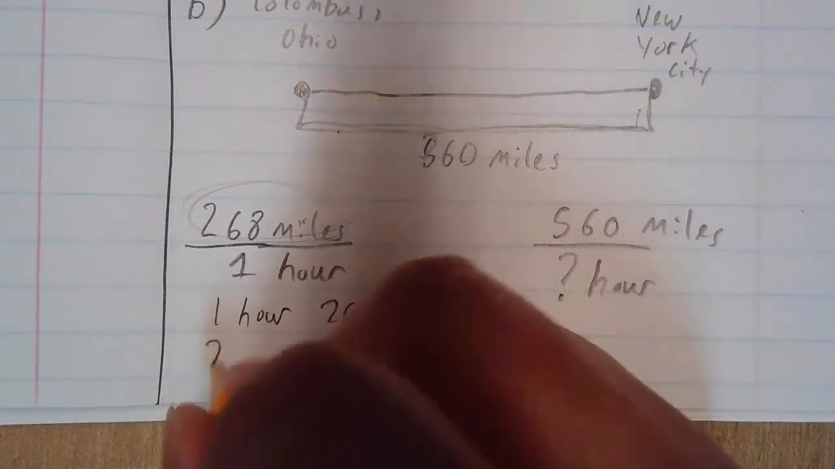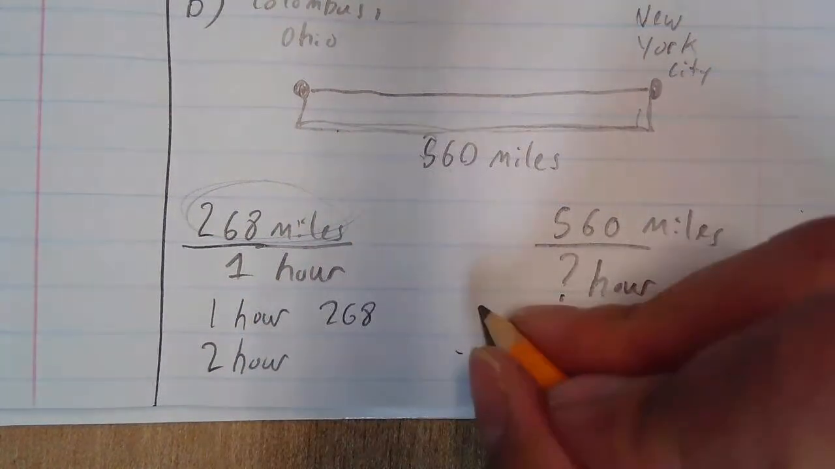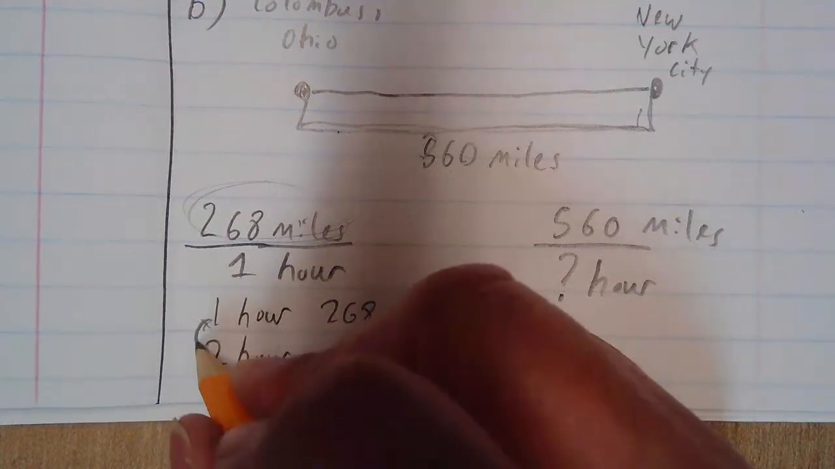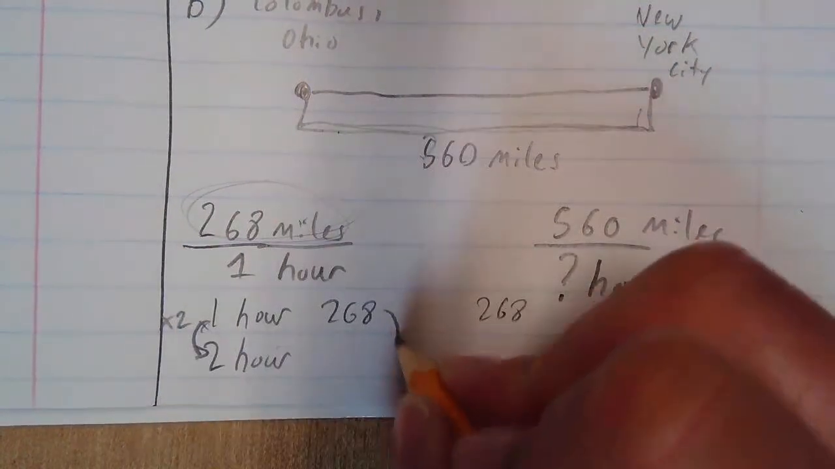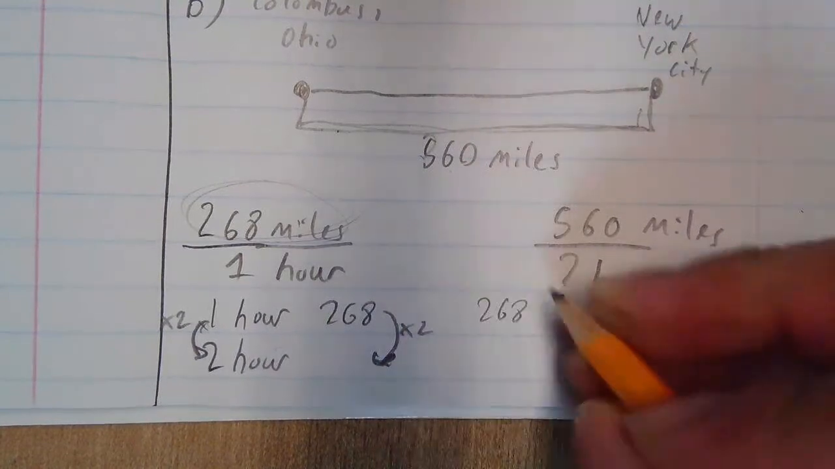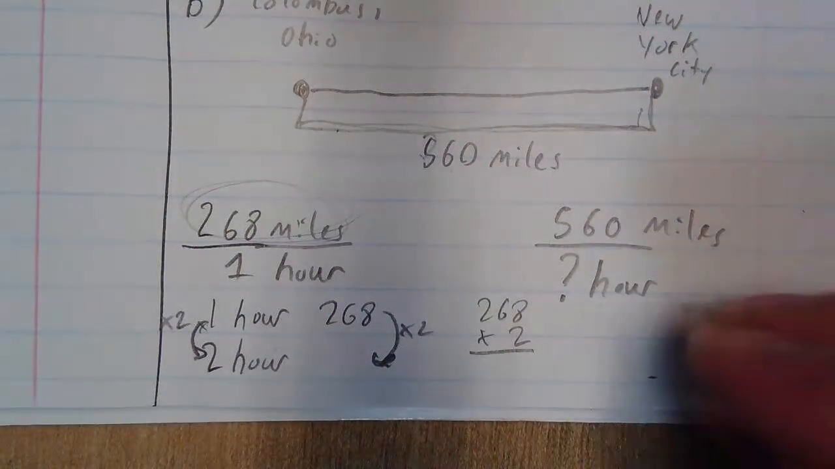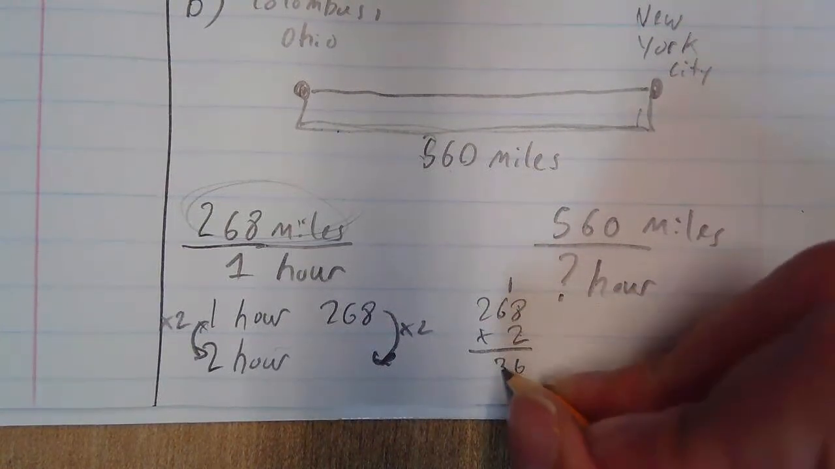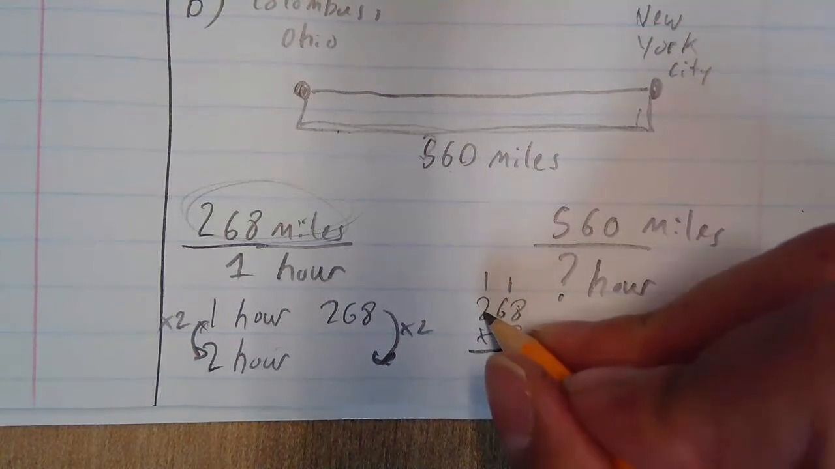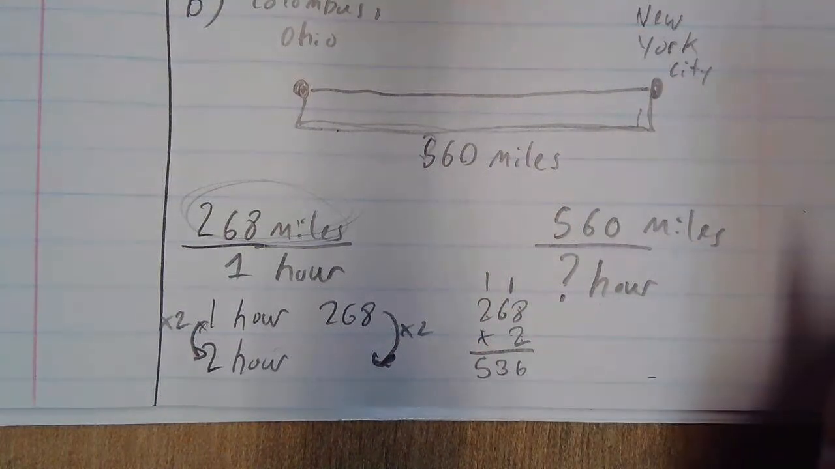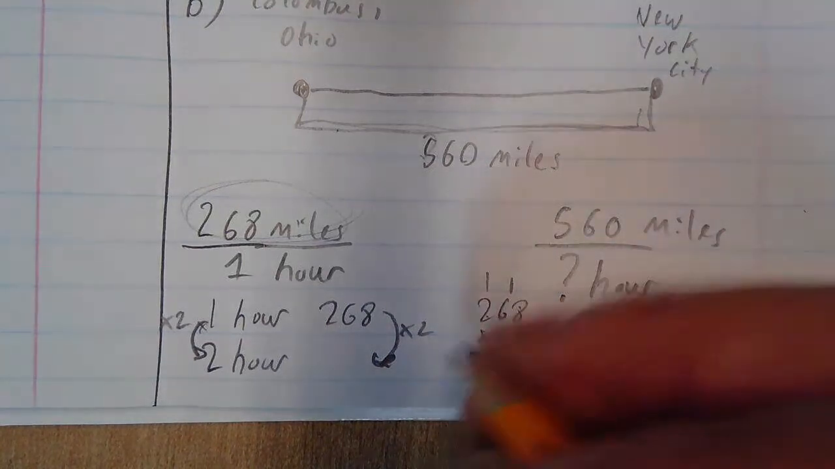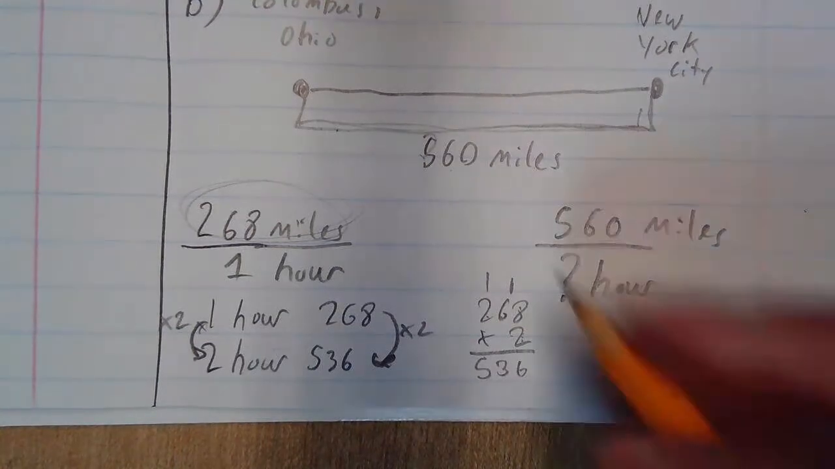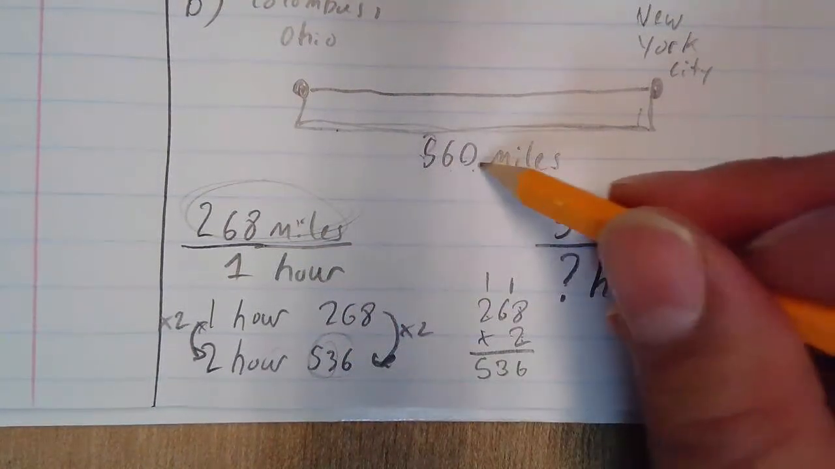268. What about 2 hours? How far would it go in 2 hours? Well, that's double this, right? 1 times 2 gives you 2. What happens if I multiply this by 2? 2 times 8, 16. 2 times 6 is 12, plus 1 is 13. 2 times 2 is 4, plus 1 is 5. 536. You know, I'm looking at this. This is pretty close to that.